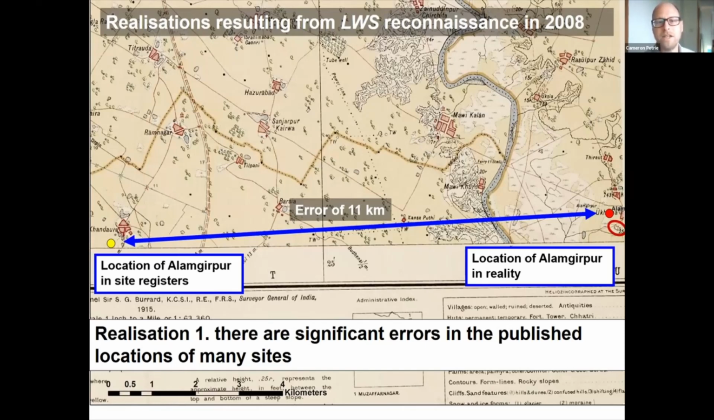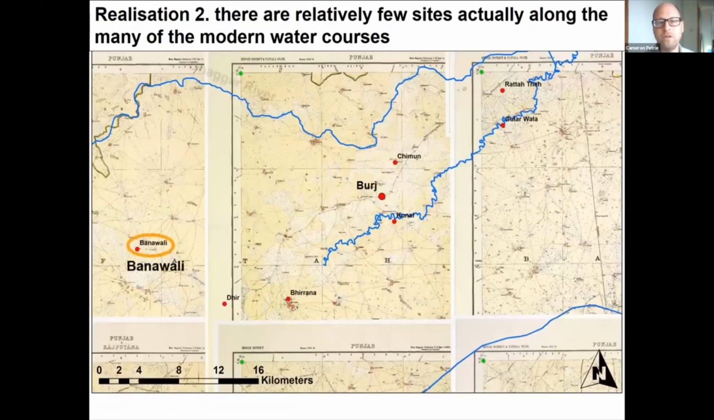Another realization that we made quite early on was that there were actually a relatively small number of sites that were located along the courses of modern rivers and channels. It seemed as though a substantial number of sites were actually located perhaps in association with older or ancient and now vanished river courses. But it was quite clear to us that there had been a significant change in the structure and the hydrology of the landscape. And that was quite telling as well.